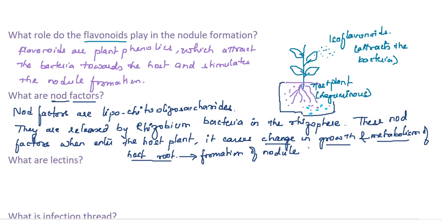How? At first bacteria become attracted to the host root. They release nod factor. When these nod factors enter the host plant, they cause growth and metabolism change in the host root, and as a result nodule is formed. Up to here, is this clear? Okay.